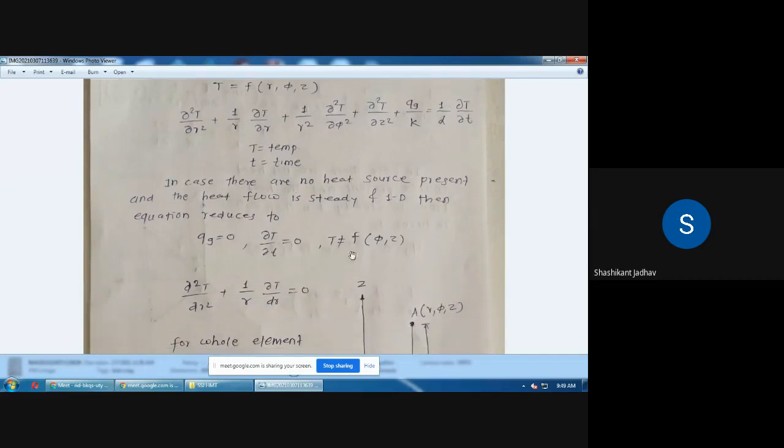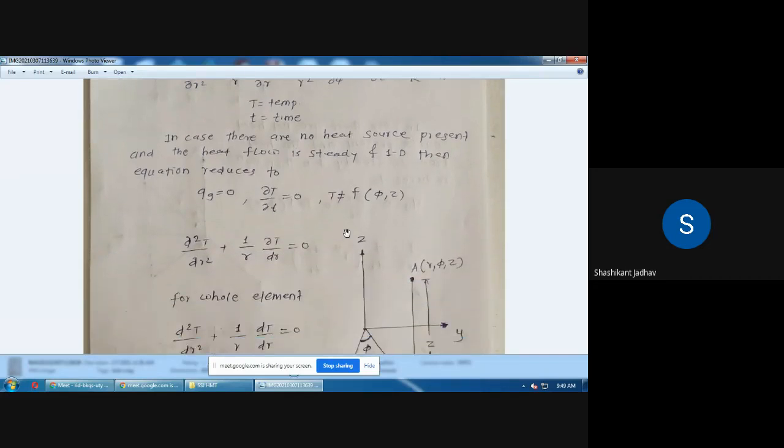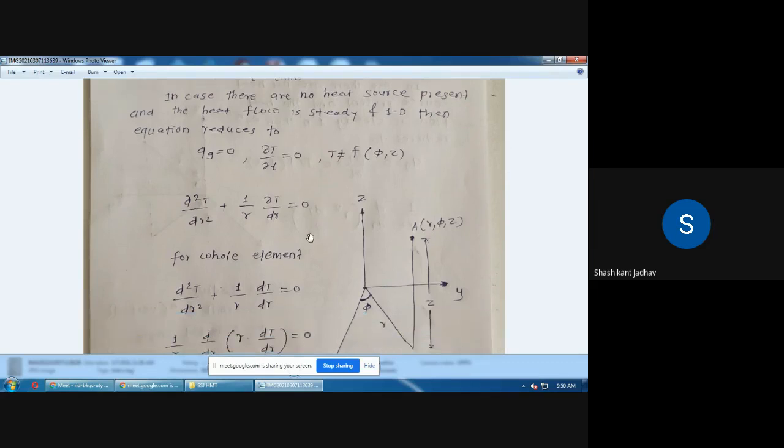Suppose we consider internal heat generation to be 0, qg is equal to 0, steady state, and unidirectional flow. At that time, what will happen? qg is equal to 0, dou T by dou t is equal to 0, and temperature is not a function of phi and z. So we consider only the parameters with respect to r. From that we get the equation d square T upon dr square plus 1 upon r into dT by dr is equal to 0.